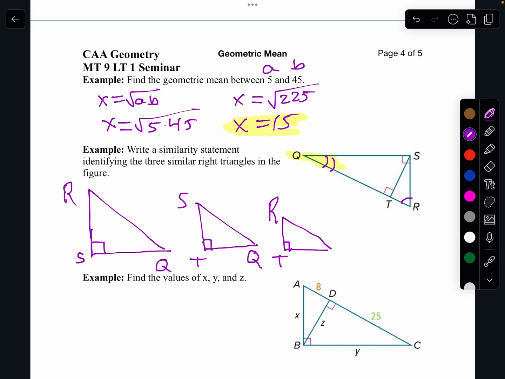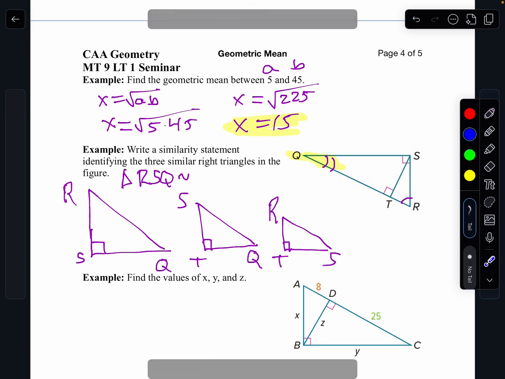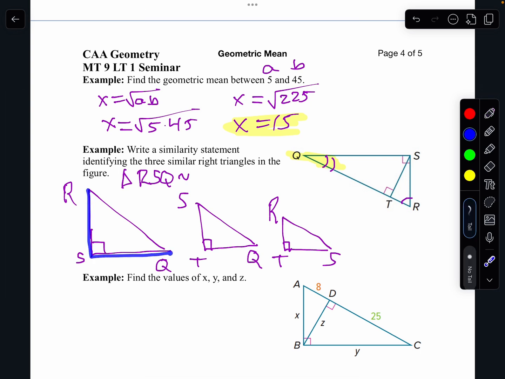So now that I've got that, I can write the similarity ratios. I'm going to say triangle RSQ is similar to, notice what I did, I went R to S to Q. So that means my next one is going to be triangle STQ. And my third one is triangle RTS. They're all similar by angle, and that's what we'll do.